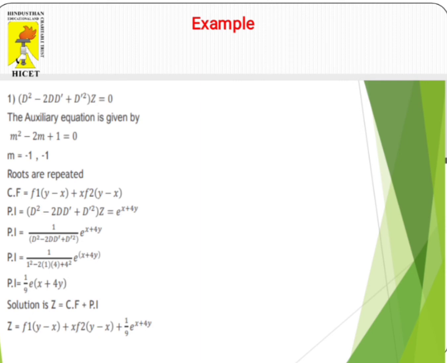So the substitution is D equal to a, where a is the coefficient of x, and D dash equal to b, where b is the coefficient of y. The coefficients of x and y are 1 and 4. So we substitute D equal to 1 and D dash equal to 4 here. Simply we get the particular integral equal to 1 by 9 e power x plus 4y. Therefore, the solution of the given partial differential equation is z equal to complementary function plus particular integral. We just substitute the complementary function and particular integral in z, and we get the required solution.